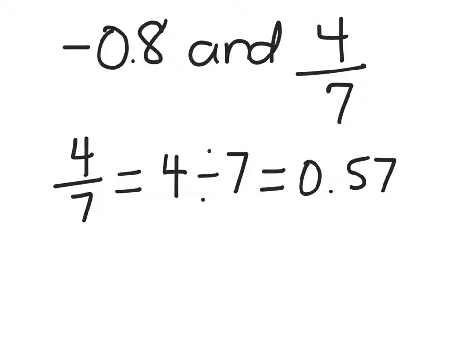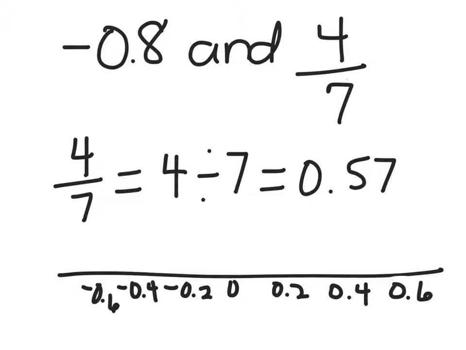So what if you were asked to graph on a number line negative 0.8 and 4 over 7? How would you do that? Well, sometimes it's easier when you work with fractions to first convert the fraction to a decimal. So we would do that right here. We would take the 4 divided by 7 equals 0.57. And then now it'll be easier for us to plot it.